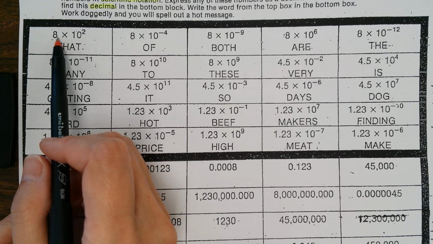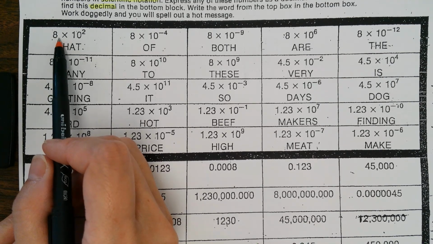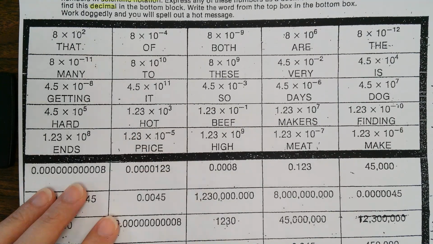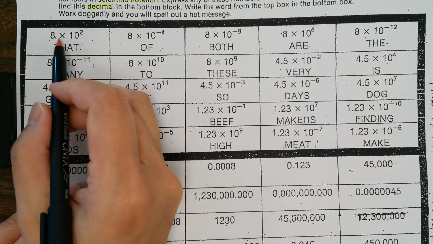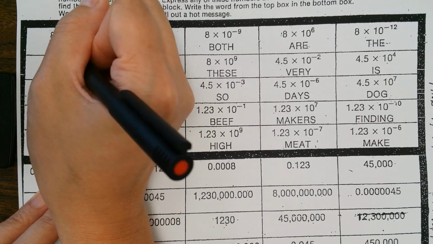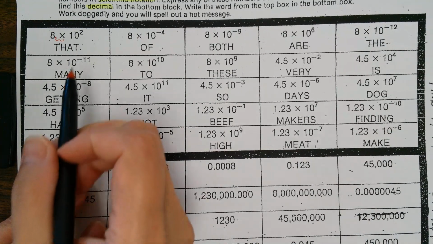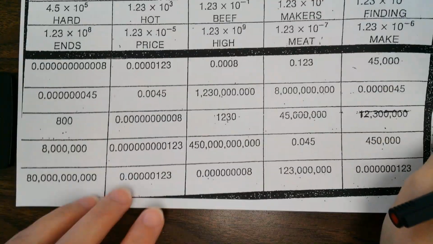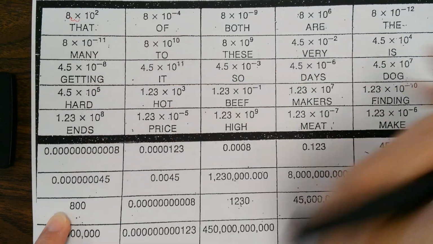For example, this 8 times 10 to the power of 2. This number 8 right here, is there a decimal place right here? Where's my decimal? Not in front of the 8, but behind the 8. So this 8 is the same as 8.0, right? 10 to the power of 2 means I'm going to move this decimal place 2 more spaces to the right. So what's my number? 800. I look for 800 here, and I write the word that.